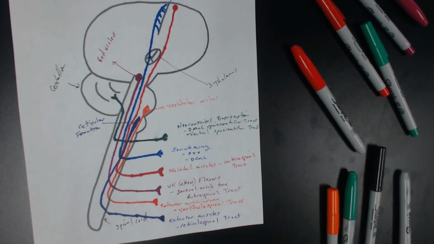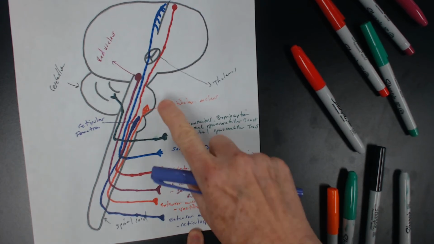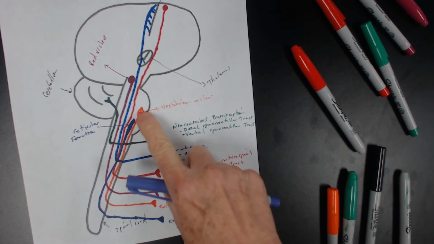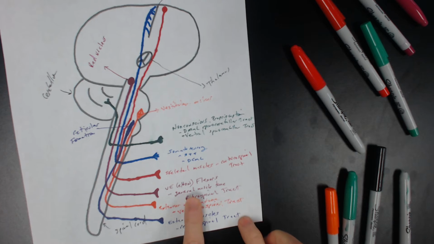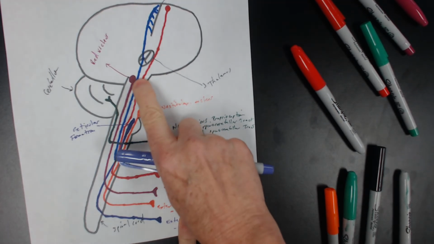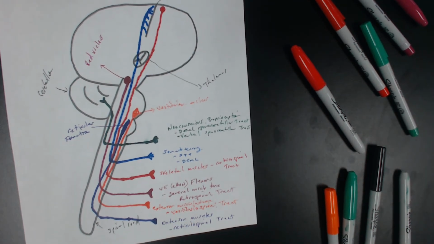So all these tracts are nothing more than similar information traveling from a point of origin to a point of connection, and they're named for the point of origin to the point of connection. So reticulospinal, reticular formation to the spinal cord. And then you have vestibulospinal, vestibular nucleus, spinal cord. General upper extremity flexors, this is the rubrospinal tract, so red nucleus is rubro, and then corticospinal. It's just how they're named.